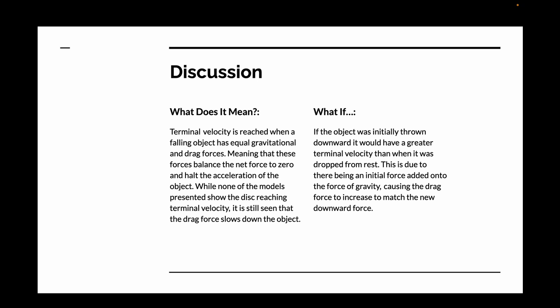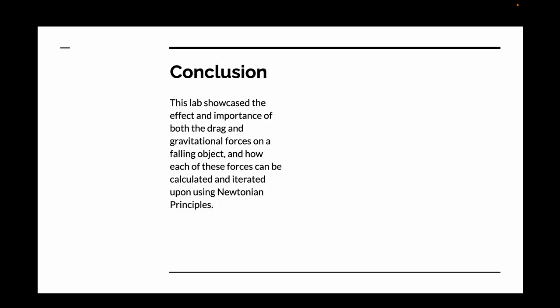What if? If the object is initially thrown downward, it would have a greater terminal velocity than when it was dropped from rest. This is due to there being an initial force added alongside the force of gravity, causing drag force to increase to a greater magnitude to match the new downward force.